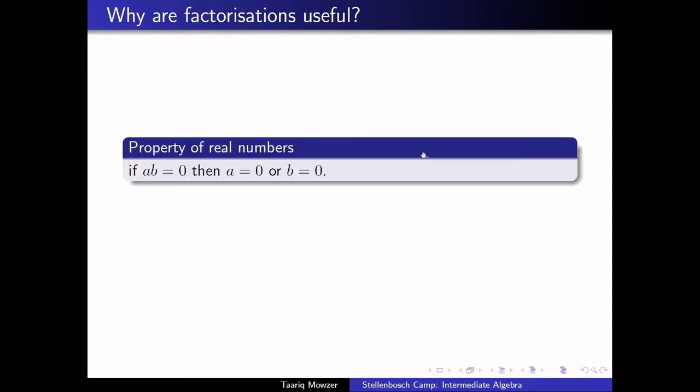Next, I'm just going to justify why we should care about factorizations. And the reason is that the real numbers and the rational numbers have a special property, that it is an integral domain, which is a fancy way of saying this: if you have two numbers that when multiplied together give you 0, one of them has to be 0.